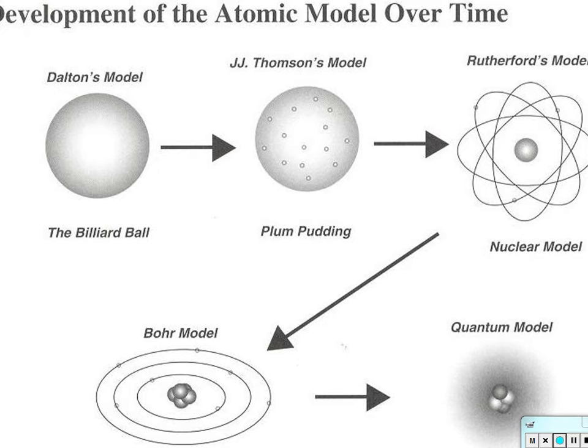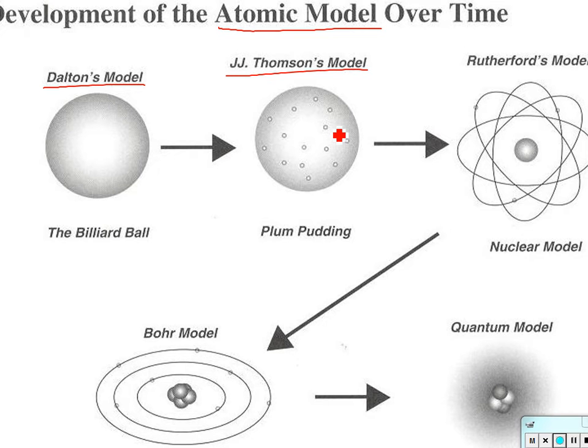Just a quick review before we get into electrons. The development of the atomic model over time. Who did we start with? John Dalton. What did he call this model right here? This is the billiard ball. He just thought atoms were small, hard particles. And didn't know much else than that. Didn't know there was electrons, protons, or neutrons, or anything. Until J.J. Thomson came along. What did he call this model? Plum pudding. The plums were what? What did he discover? The electrons. The pudding was all the positive charge in between.